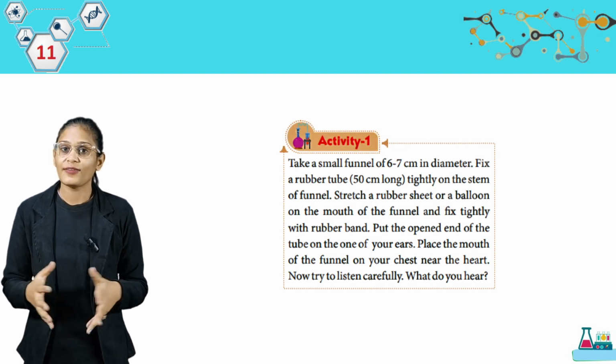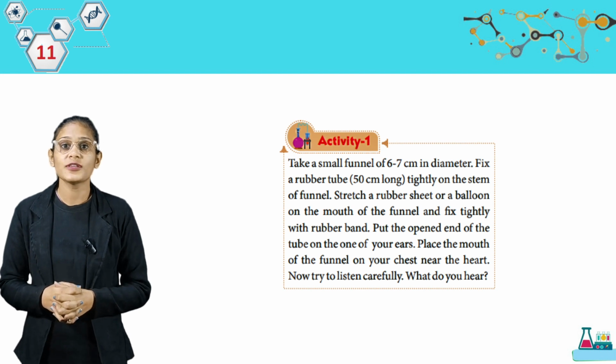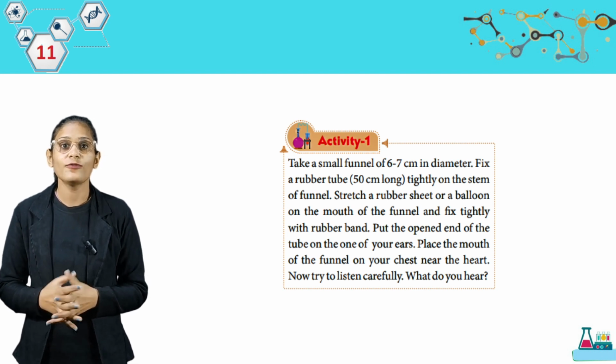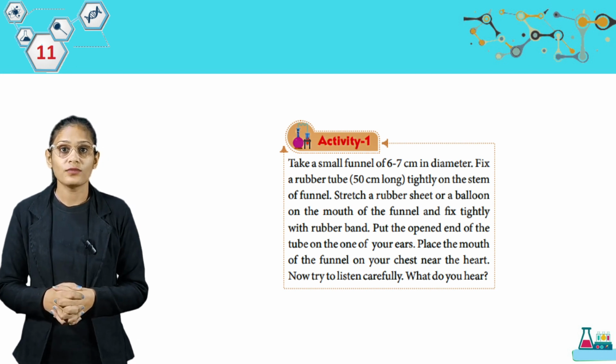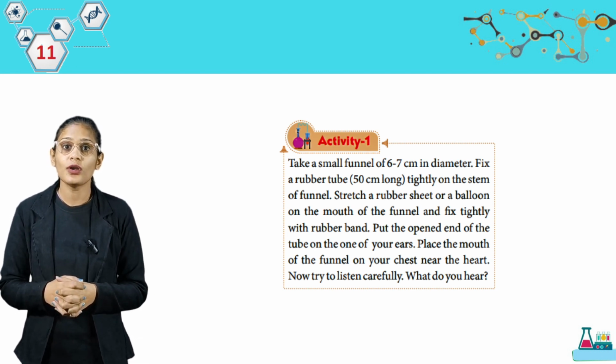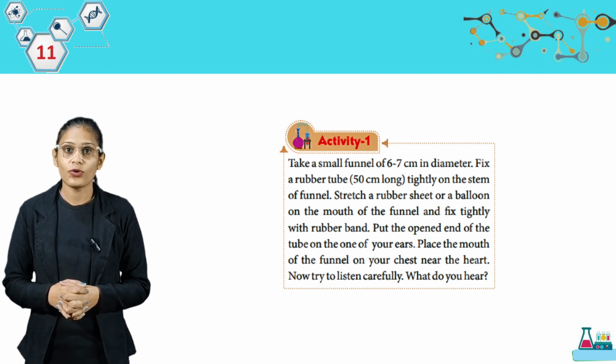Look here students, we have an activity 1. Take a small funnel of 6 to 7 centimeter in diameter. Fix a rubber tube 50 centimeter long tightly on the stem of the funnel. Stretch a rubber sheet or a balloon on the mouth of the funnel and fix it tightly with a rubber band.